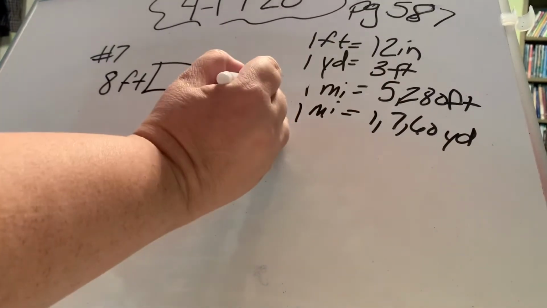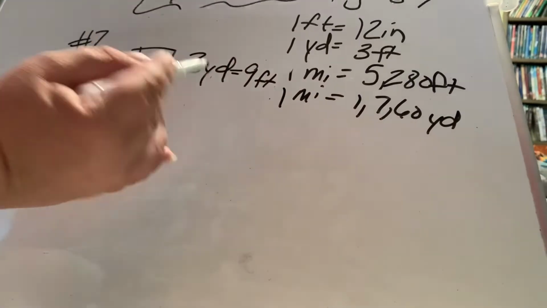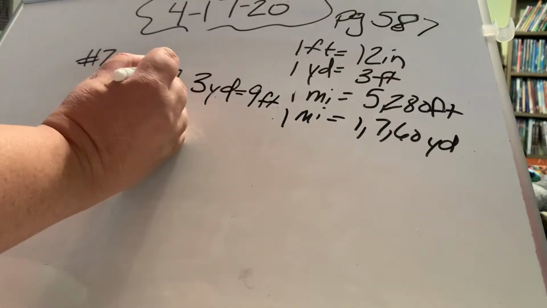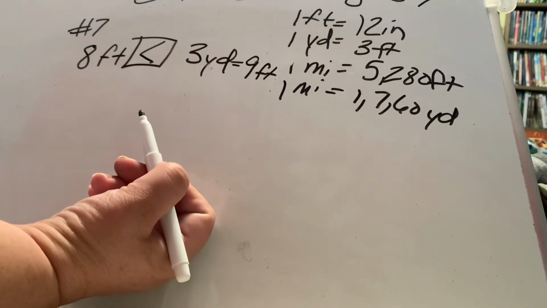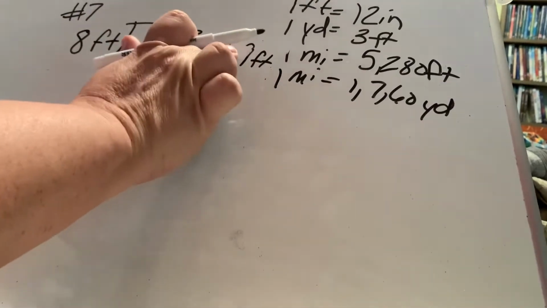3 times 3 is 9. So 9 feet, okay? Which is bigger, 8 feet or 9 feet? Well, clearly, 9 feet would be larger, okay? All right, now let's redo that the other way, okay?